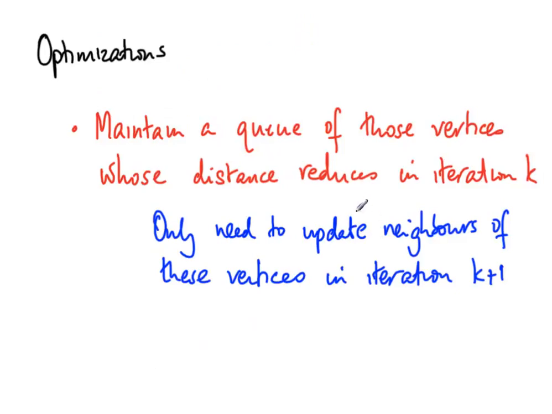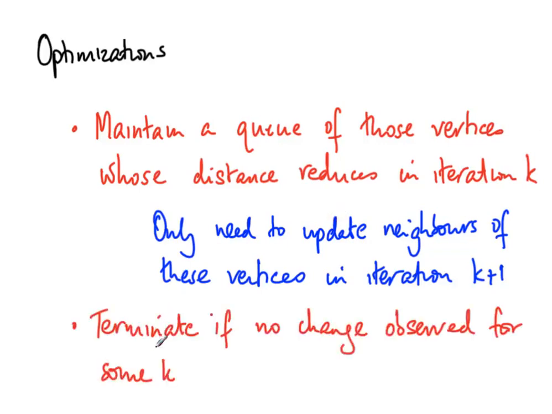There are a couple of optimizations that we can use to reduce the running time of this algorithm. The first is that, as we saw even in the simulation we did by hand, at k plus 1, the only distances that can change are those whose incoming edges changed in the previous round. So in each round, if we maintain a queue of those vertices whose distance has reduced in this current round, then in the next round, we can use this queue to selectively update only those neighbors of vertices in the queue. We don't have to look at any vertex whose neighbor doesn't appear in the queue.